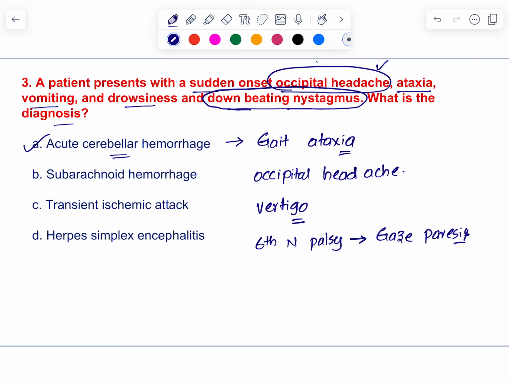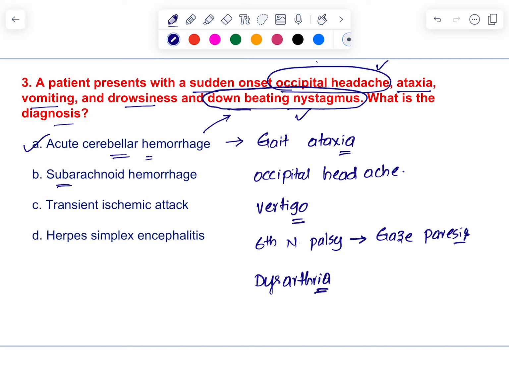And in these patients, nystagmus. So downbeating nystagmus is a characteristic feature of the cerebellar hemorrhage. And how will be the speech in these individuals? That we call as the staccato speech, and there will be difficulty in articulation of the speech. And this we call as dysarthria. So dysarthria is where there is difficulty in articulation of the speech. So that is a characteristic feature of acute cerebellar hemorrhage.